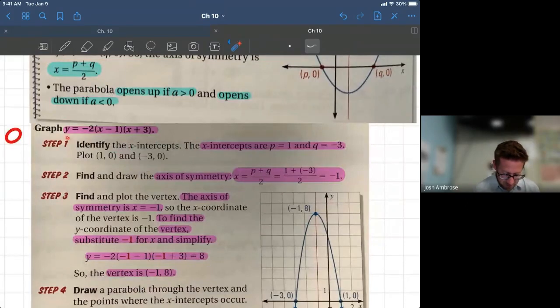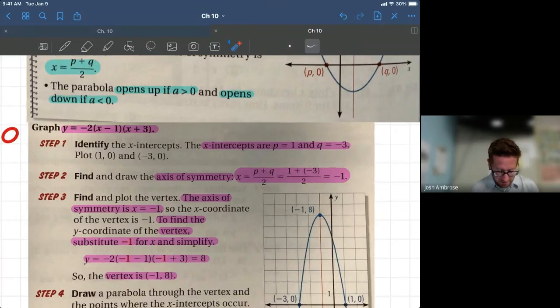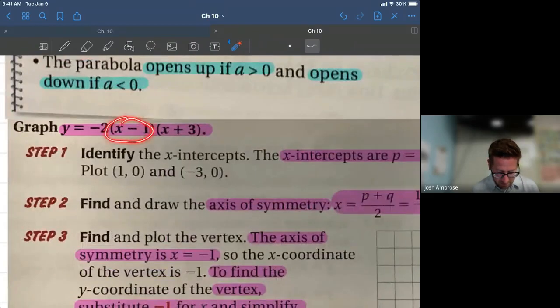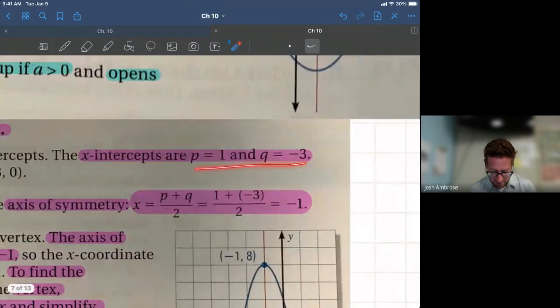So if this is what we're given in the intercept format, -2, then parentheses x minus 1, then x plus 3, step 1 is solve these parentheses right here, okay? So if you have x minus 1, then x equals 1. And if you have x plus 3, then x equals negative 3. Do the opposite. And that's what we're given right here as our p and q values.